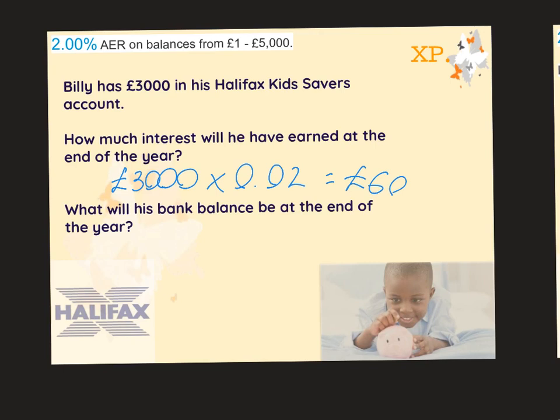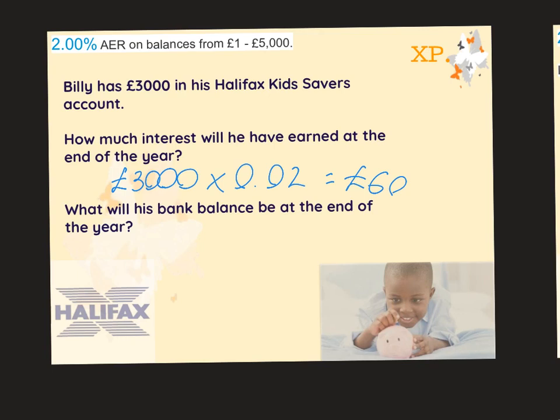So basically at the end of the year, for Billy investing his money in the Halifax Bank, they're going to pay him £60. Now the banks want you to put your money with them, because they then spend your money. So they collect everybody's money together and they spend it, they invest to try and get interest themselves. So the more money they have, the more money they can invest basically.